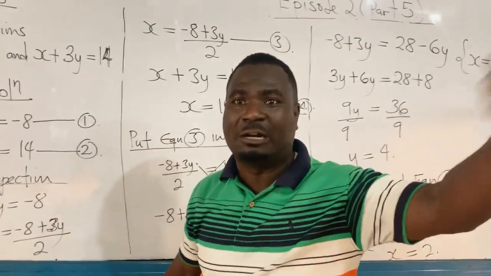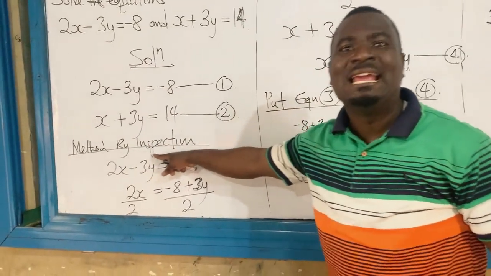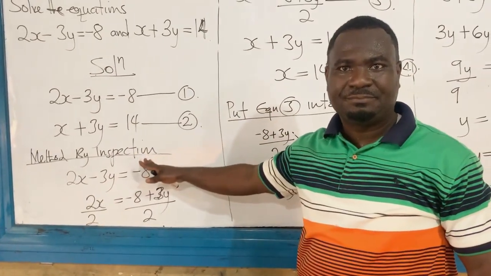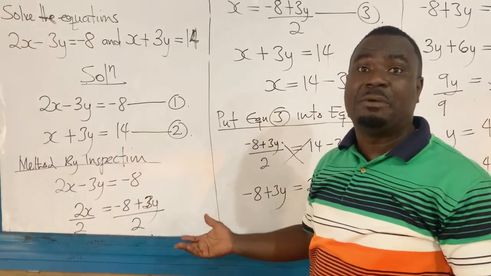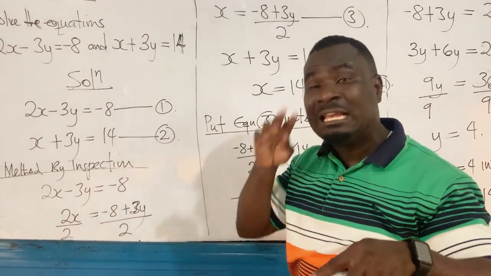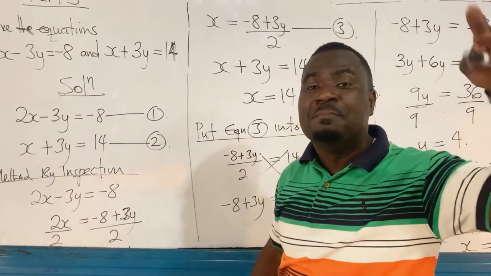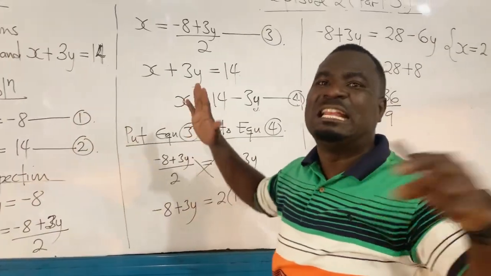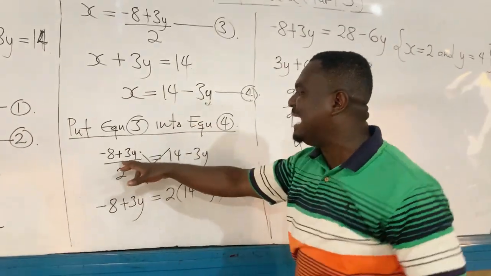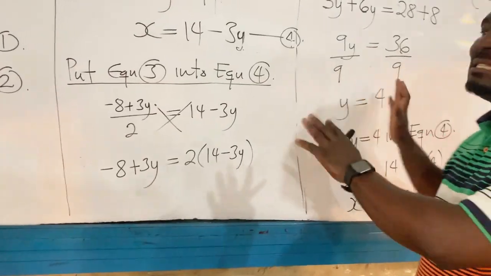Now I've introduced you to another method, which is called method by inspection or method of inspection. The idea is to make one of the variables the subject, but see to it that the variable you make the subject, make sure in the second equation you make that same variable the subject, then you equate the two equations together as I did here. You are going to get your answer right.